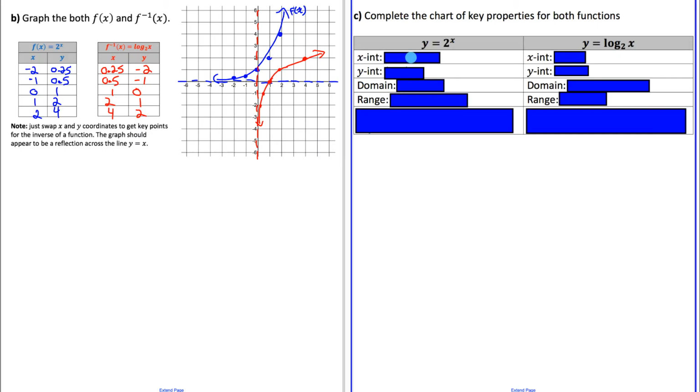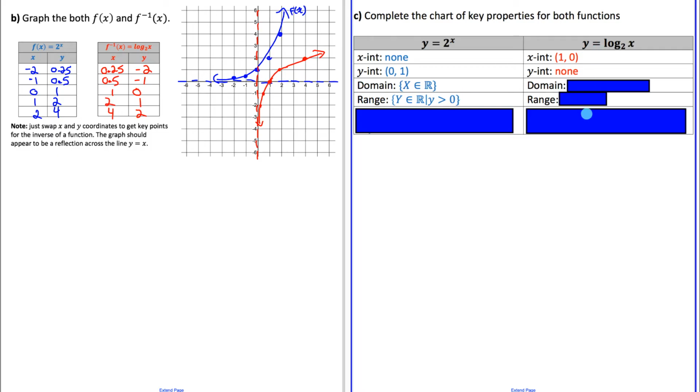So for the 2 to the x function, the blue function, it doesn't have an x-intercept, but it has a y-intercept at the point 0, 1. For the inverse function, it doesn't have a y-intercept, it never crosses the y-axis, but it has an x-intercept at 1, 0. See how they're opposites of each other? The domain of the exponential function, the blue function, is x any real number. But the range, notice it's always above 0. So y can be any real number as long as y is above 0.